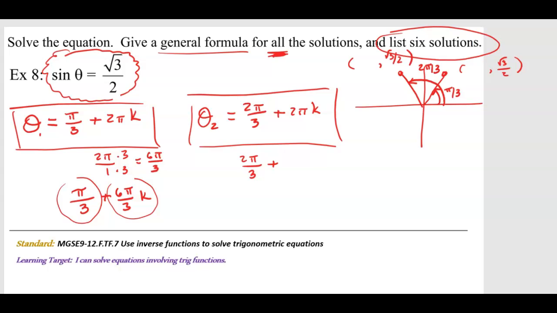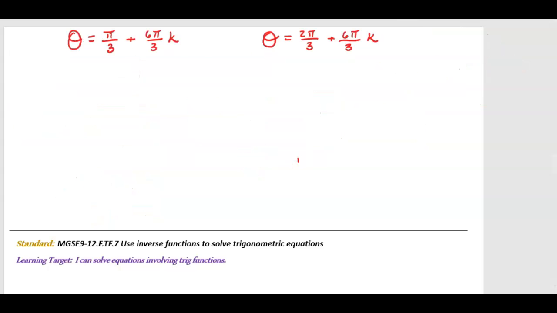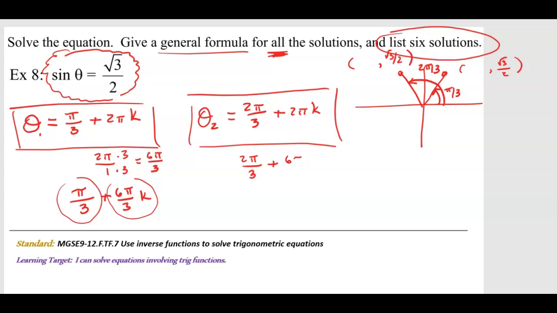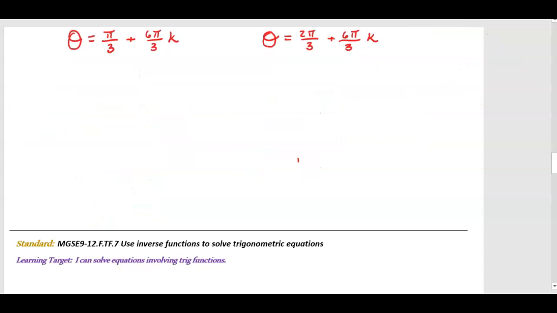Same thing with this rule: 2 pi over 3 plus 6 pi over 3 k. Now, once again, you don't have to do that. I like to do that. Okay, so we've already found the general formula, the general rule that will generate all solutions. Every single solution is one of these two values where k is any whole number or its opposite, an integer. So let's crank out these 6 solutions.